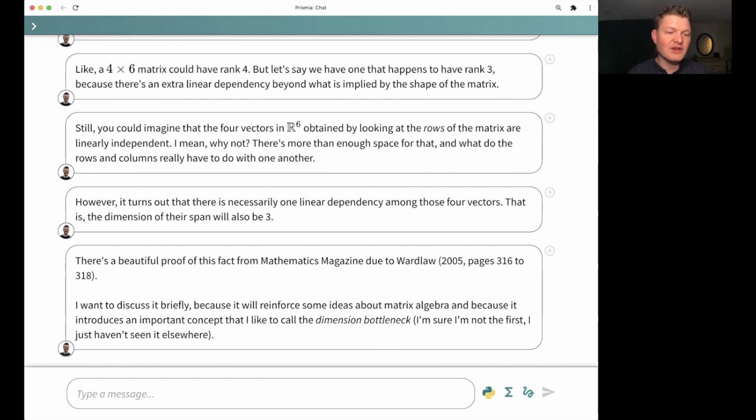And I like to call this the dimension bottleneck, which is sort of a generic term for it. I'm sure other people call it that, but it's not a standard term, is what I'm trying to signal. I use this term to be evocative more than to teach you new vocabulary. Okay, but here's the idea.